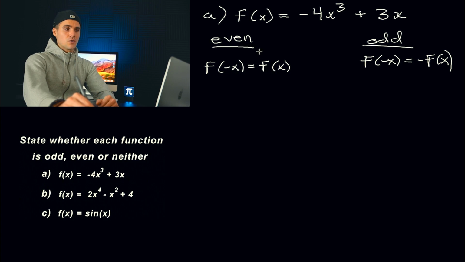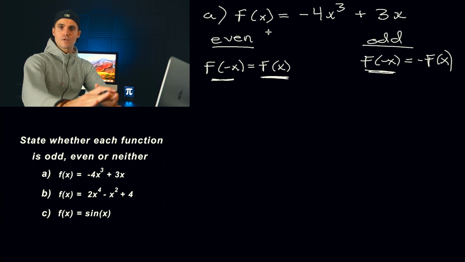So you always want to check to see if it's even first, because f of x we already have, and then f of negative x we're going to be using in both of these anyway. Right? So you always want to check if it's even, because once you get the f of negative x, you can then see right away, is it going to be equal to the original function? And if it is, then it's even, and you don't have to go further.